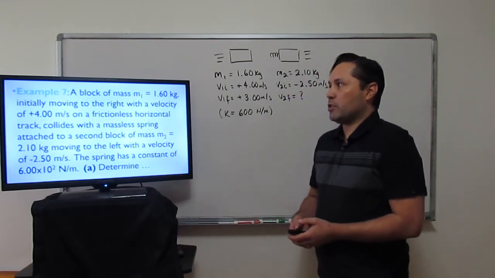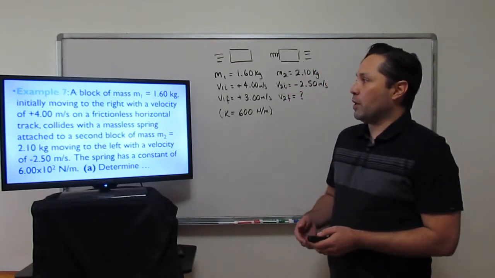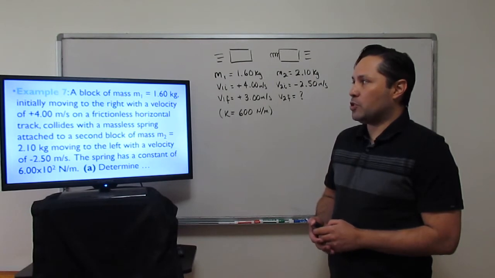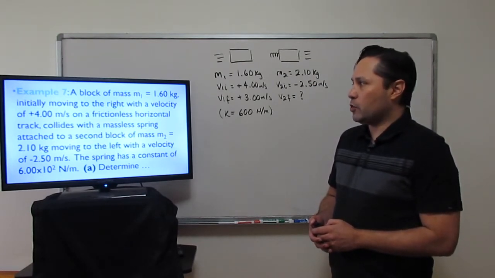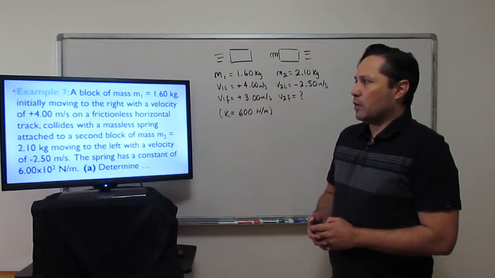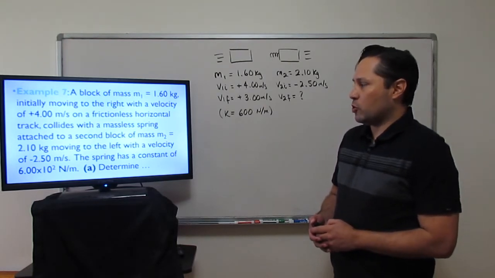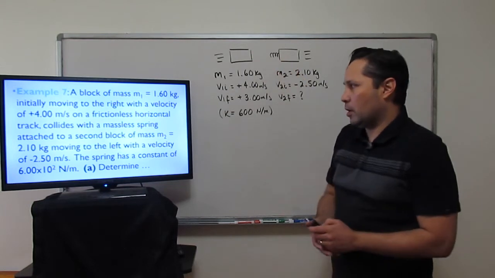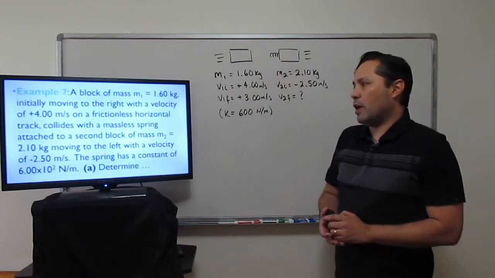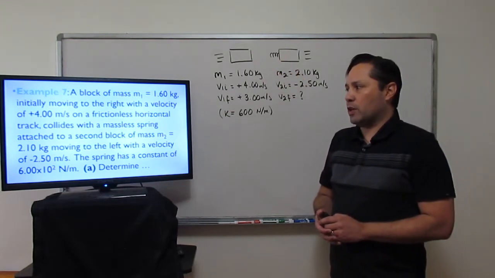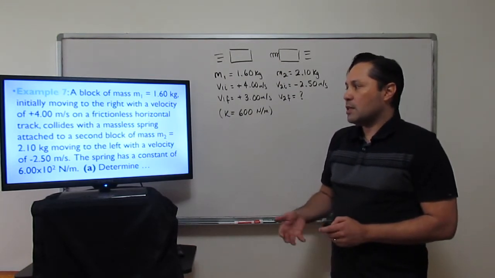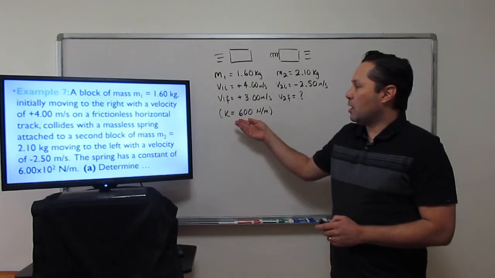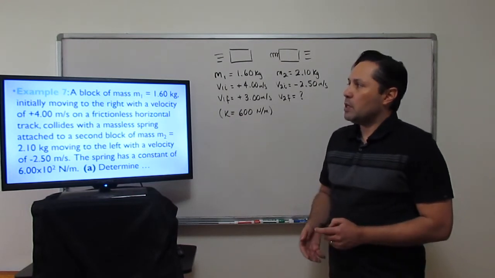In this problem, they ask: a block of mass M1 equal to 1.6 kilograms, initially moving to the right at a velocity of 4 meters per second on a frictionless horizontal track, collides with a massless spring attached to the second block, as you see in this picture. The mass M2 is 2.1 kilograms, moving to the left with a velocity of negative 2.5 meters per second. The spring constant is 600 newtons per meter. Part A.